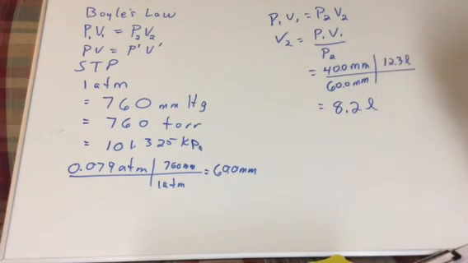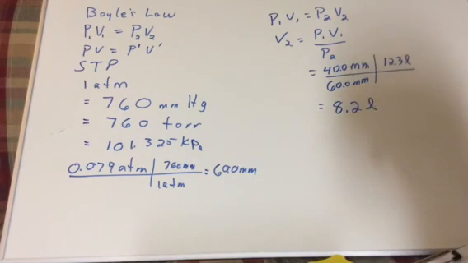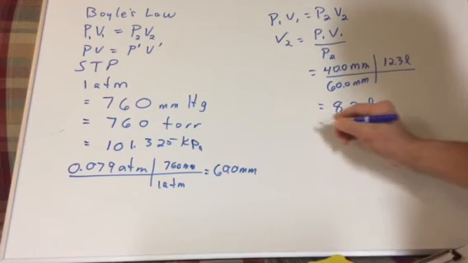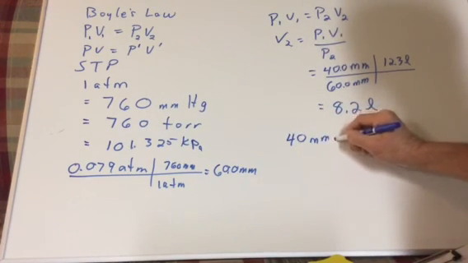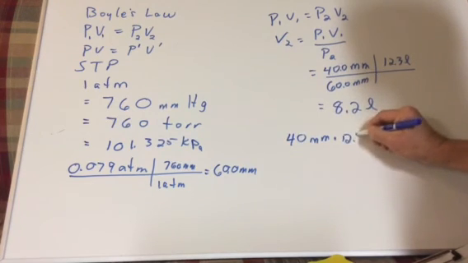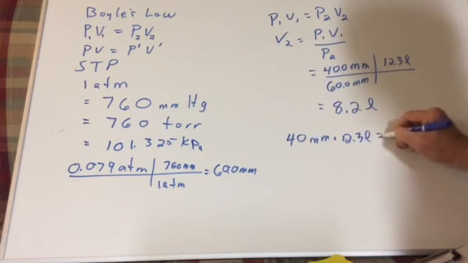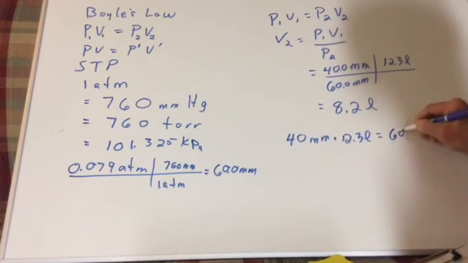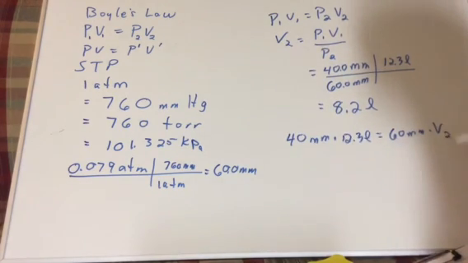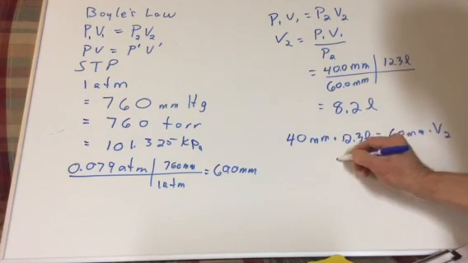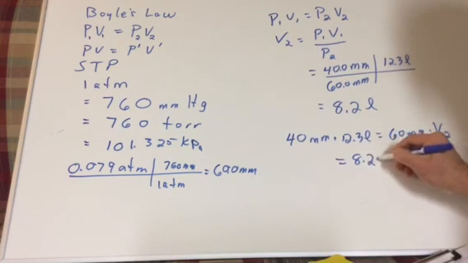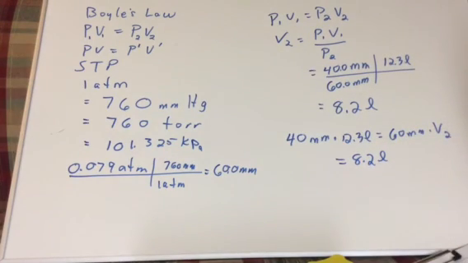And so that is the first problem you have on the worksheet. If you plug numbers in, and I guess I could take just a second to do that, you would have 40 millimeters times 12.3 liters equals 60 millimeters times V2, which is your unknown. And then you would solve for that, and you would see mathematically that it also gave you 8.2 liters. So that's the first one.